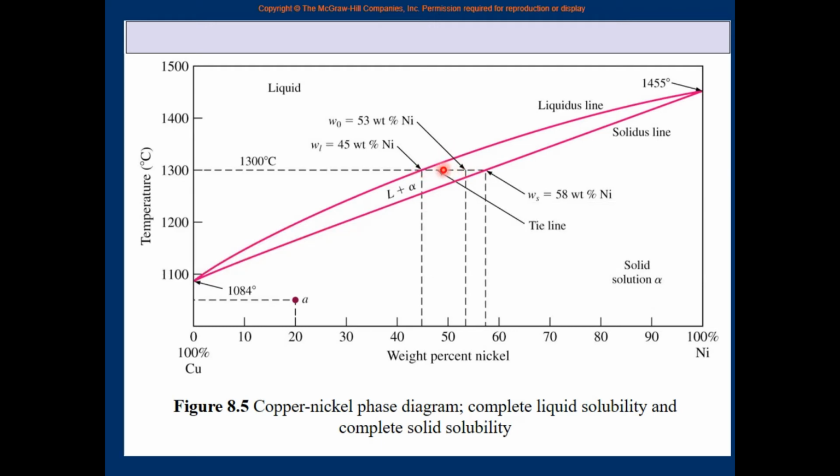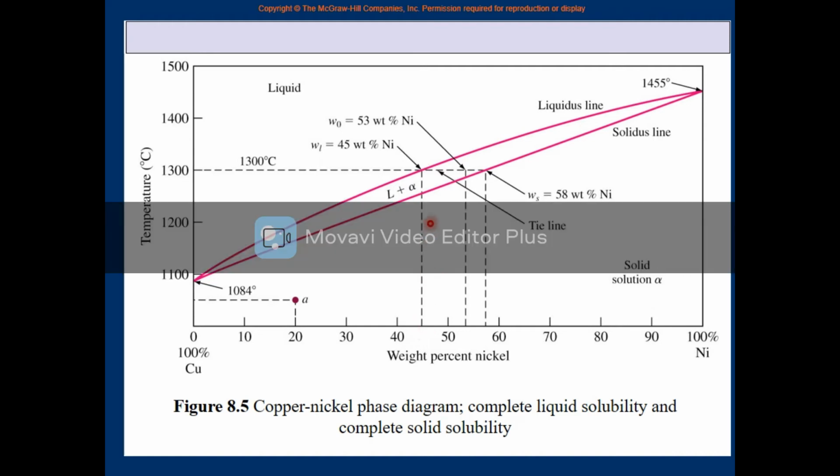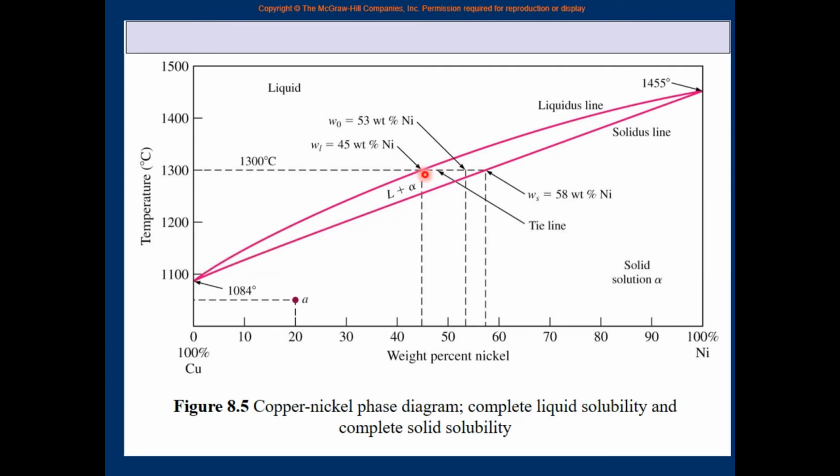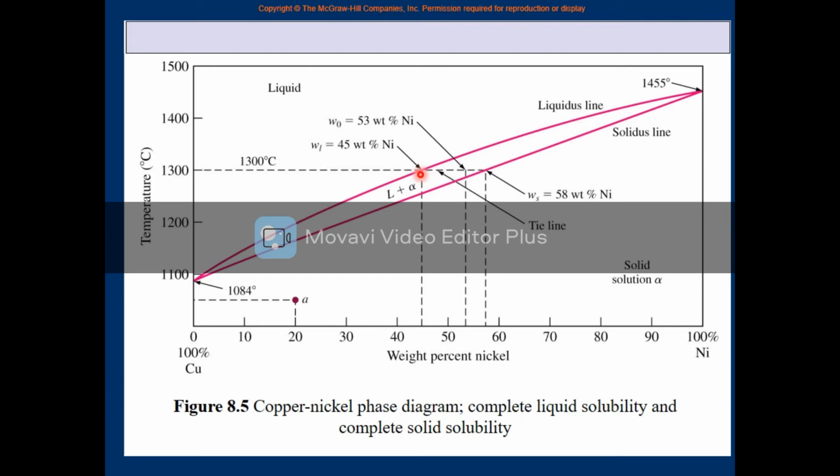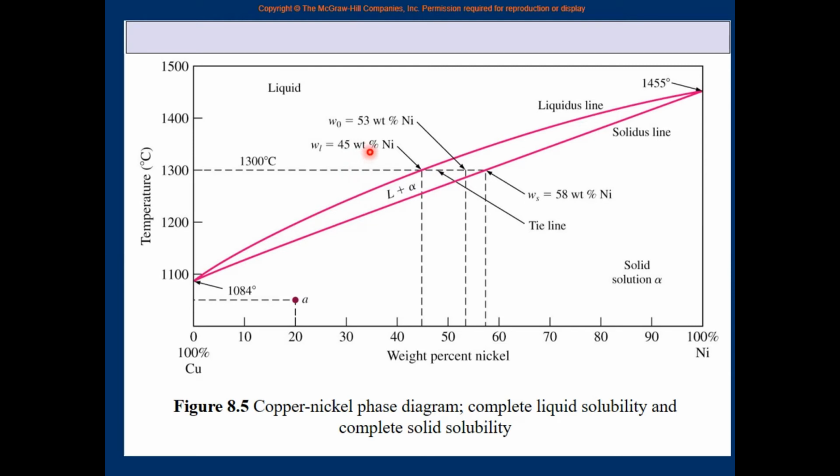So the liquid in this mixture, there will be a mixture of liquid and solid here. So the liquid will have this composition. So the composition of the liquid phase at 1300 Celsius will be 45 weight% nickel, which means 55 weight% copper, right? Do you understand that there will be two phases, liquid and solid, at this temperature? To find the liquid phase, we cut this temperature with the liquidus line, we draw this vertical line, we find the composition. So the composition of the liquid at this temperature is 45 weight% nickel.